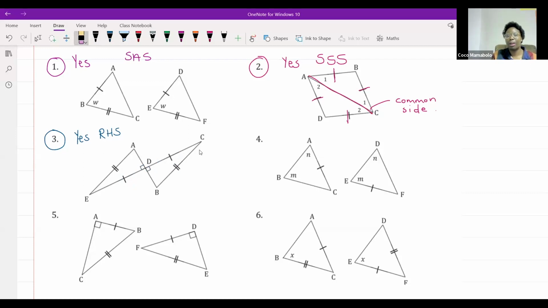Excellent. Let's talk about number 4. Congruent or no? Narisha says no. Gift also says no. What do the rest of us say? Abu says nah.